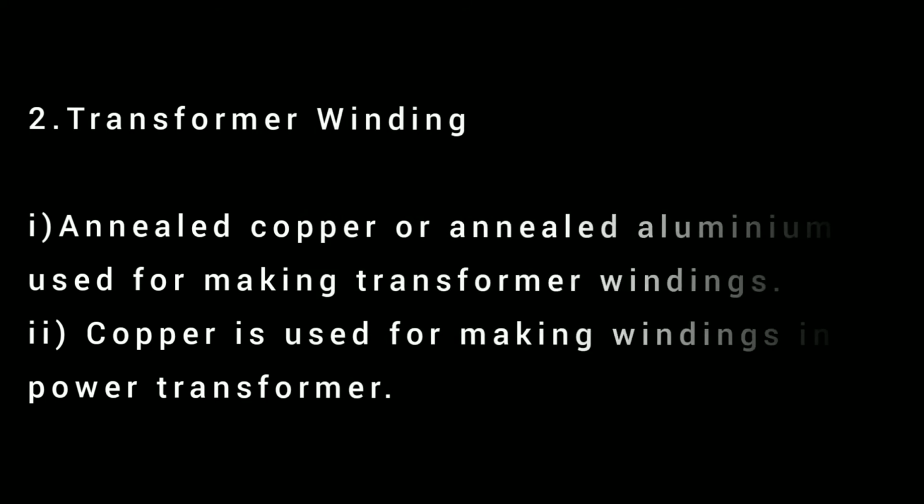Annealed copper or annealed aluminum is used for making transformer windings. Annealing is the heat treatment process for reducing the brittleness and to provide flexibleness for the winding. For ease of speaking, I will use simply copper and aluminum instead of annealed copper and annealed aluminum.